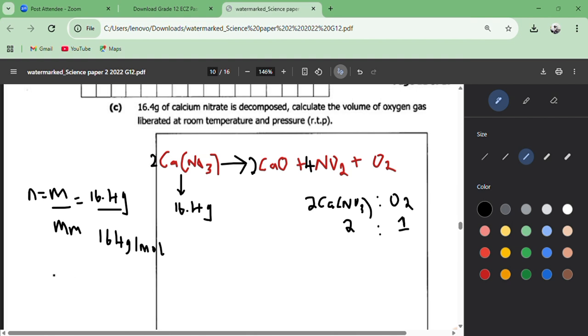All right. So what do we get now for the moles? Somebody to divide 16.4 divided by 164. Quickly, quickly. 0.1. Okay, so these are the moles for this. So you put it here.